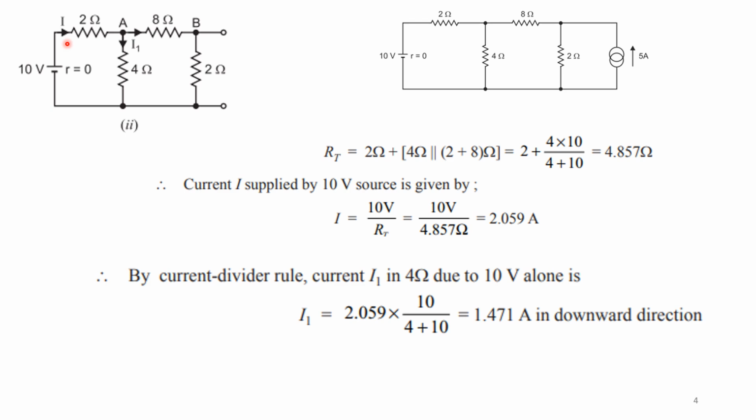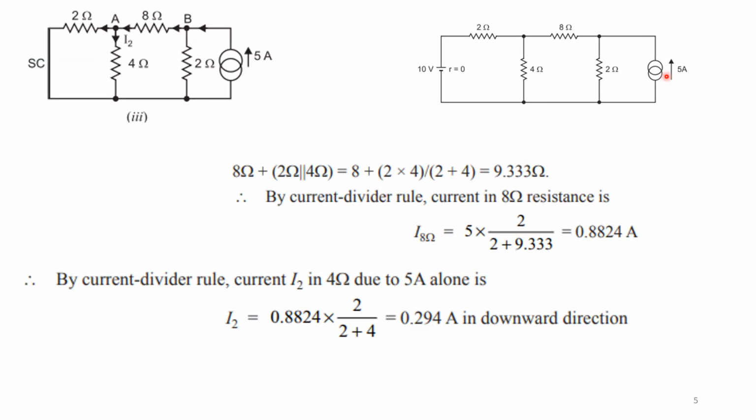Total current I flows in this path as 2.059. But I need to find I1, so I am going to use the current division rule. The current division rule says that if we want I1, we have to take the total current times the opposite resistance divided by the sum of the resistances. So here we take the total current 2.059 multiplied by the opposite resistance 10 ohms, 8 plus 2, divided by this 4 plus 10. So my answer for I1 is 1.471 amps in the downward direction.